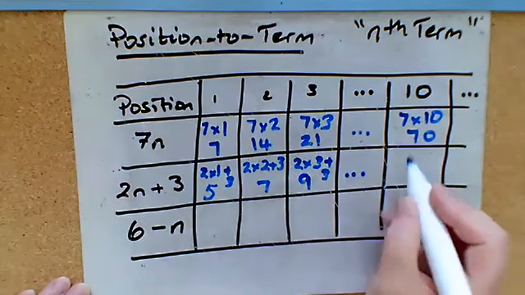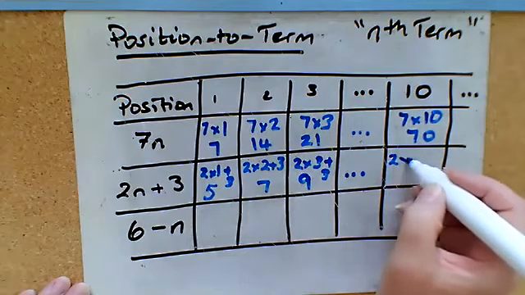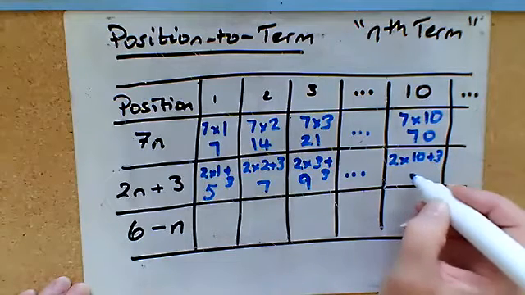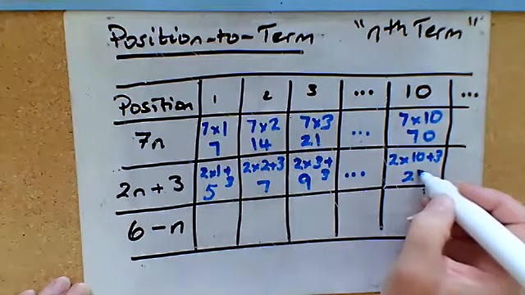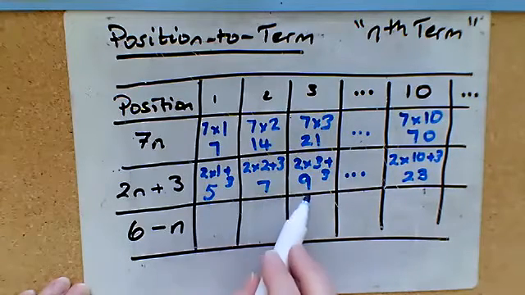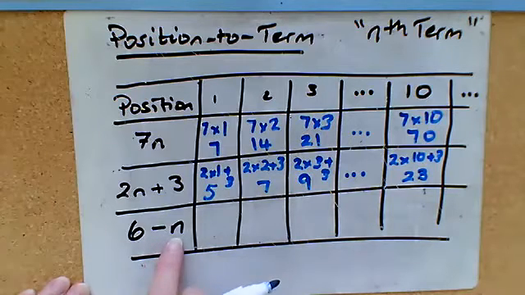Now I can skip all the way along to the 10th term, or whichever term I want in the sequence. 2 times, this time, 10 plus 3 would give me the 10th term of 23. So you can see it is a little bit like the 2 times table, but every time we're adding 3. The final sequence is 6 minus n.